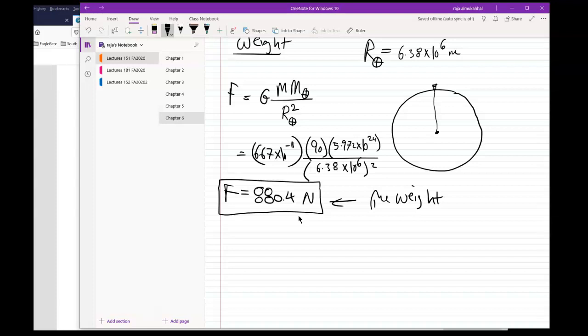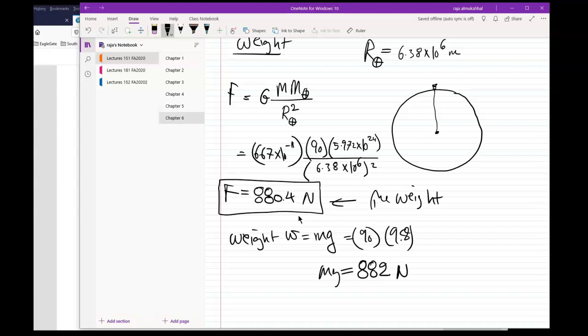Well, let me see what my weight is. Go back to chapter 5, weight. Remember weight? W equals mg. Let me calculate my weight here. My mass is what? 90, I said. And g is 9.8. So that would be 90 times 9.8, 882 Newton. Do you see the difference?